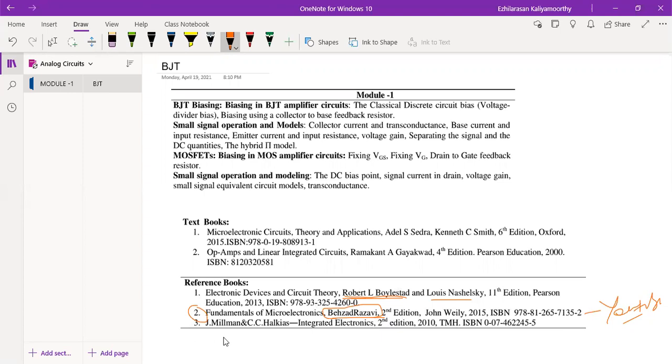The third one is Millman and Halkias, Integrated Electronics. This is one of the books. So totally, these are the books we are going to use, but as per the prescribed syllabus, we'll study about this and this. Even an ebook is also available for this book. I will share the soft copy of the book with you shortly.